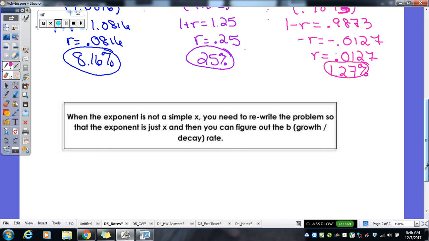So then our little box there, all that's doing is saying the same thing that I said up above. Once you have an exponent of simply x, that is when you can figure out if it's a growth or decay and then what the actual rate of growth or decay is.